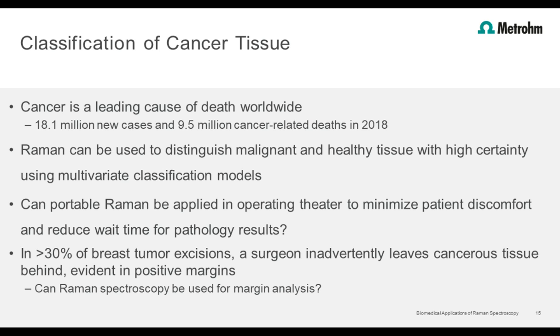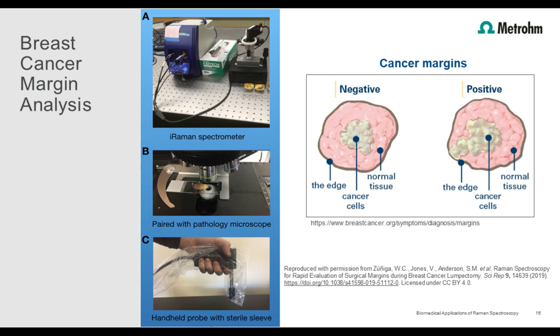So in breast cancer lumpectomies, for example, the surgeon removes the cancerous tissue, and then what's called a margin analysis is performed on the sample. So I'll share some research from Harvey Mudd College in collaboration with the City of Hope Medical Center and the Kinohi Institute, all in California, where they used portable Raman to classify the cancer margins in lumpectomy samples.